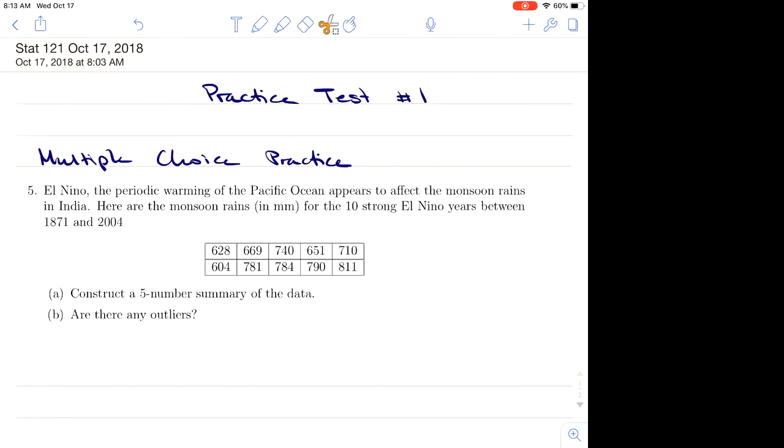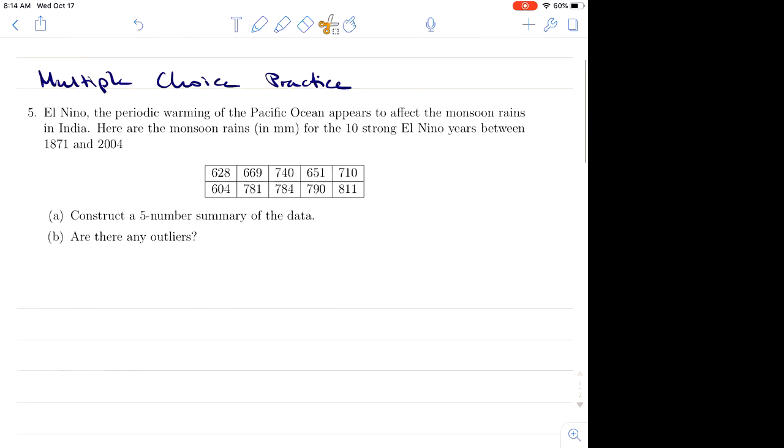Okay. So El Nino, the periodic warming of the Pacific Ocean, appears to affect the monsoon rains in India. Here are the monsoon rains in millimeters for the 10 strong El Nino years between 1871 and 2004. So we've got a list of data, and it came out weird in this table here, but we've seen it as a list, but I can give it to you anyway. 10 data points. And the first thing I ask is construct a 5-number summary of the data. So, all right, let's do that.